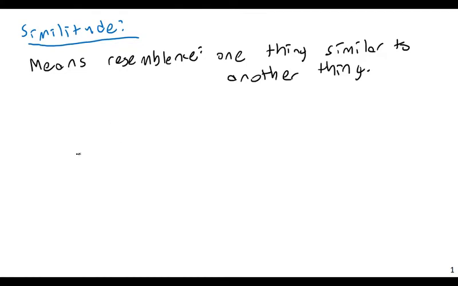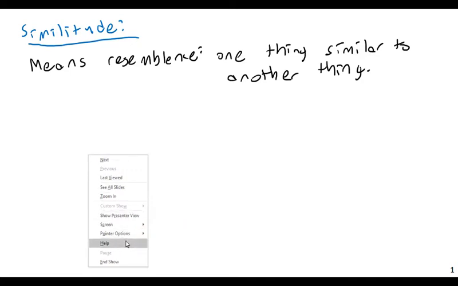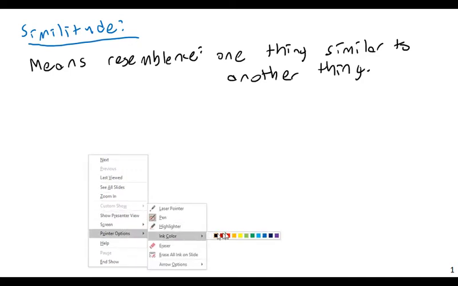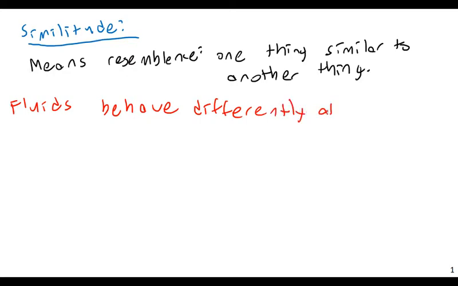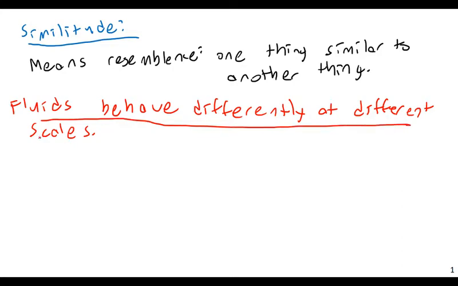So what we're really looking at is how things scale and how one change in one variable will affect another variable. And what this comes down to is fluids behave differently at different scales.